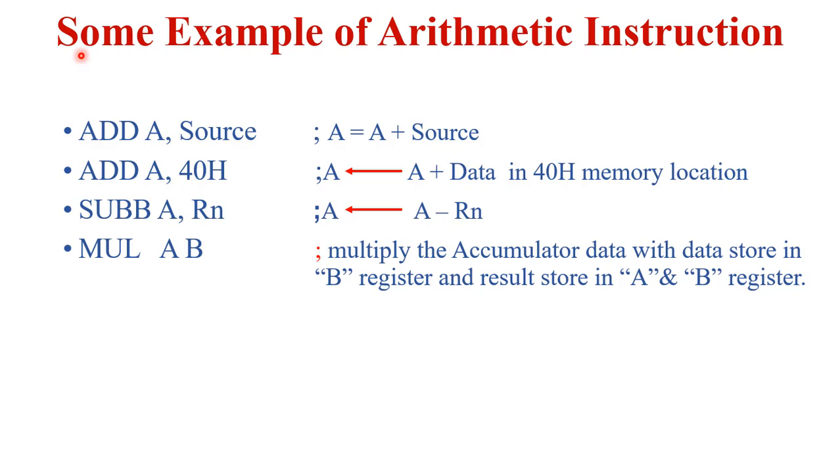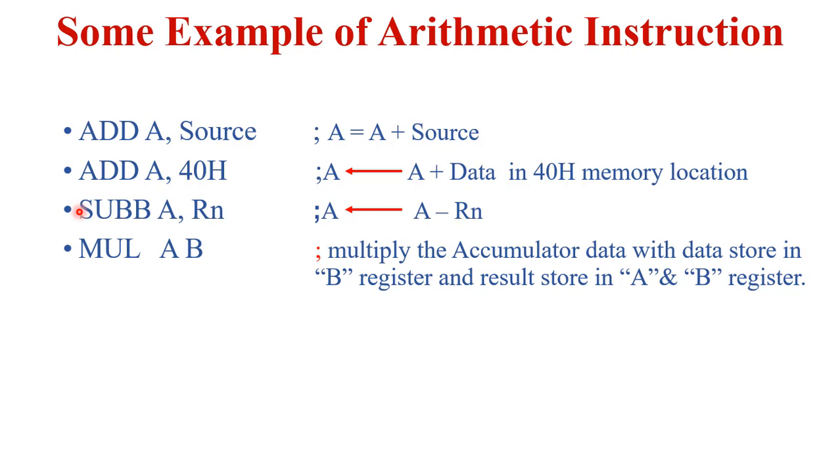Now I will explain some examples of arithmetic instructions. The first instruction is ADD A, source. One or two points should be remembered in the case of arithmetic instructions: the destination operand should be the accumulator register, and the result is always stored in the accumulator register. In this case, ADD is the opcode of the addition instruction, and A and source are the operands. So this instruction tells that add the content of the accumulator register with the content of the source register and the result is stored in the accumulator register.